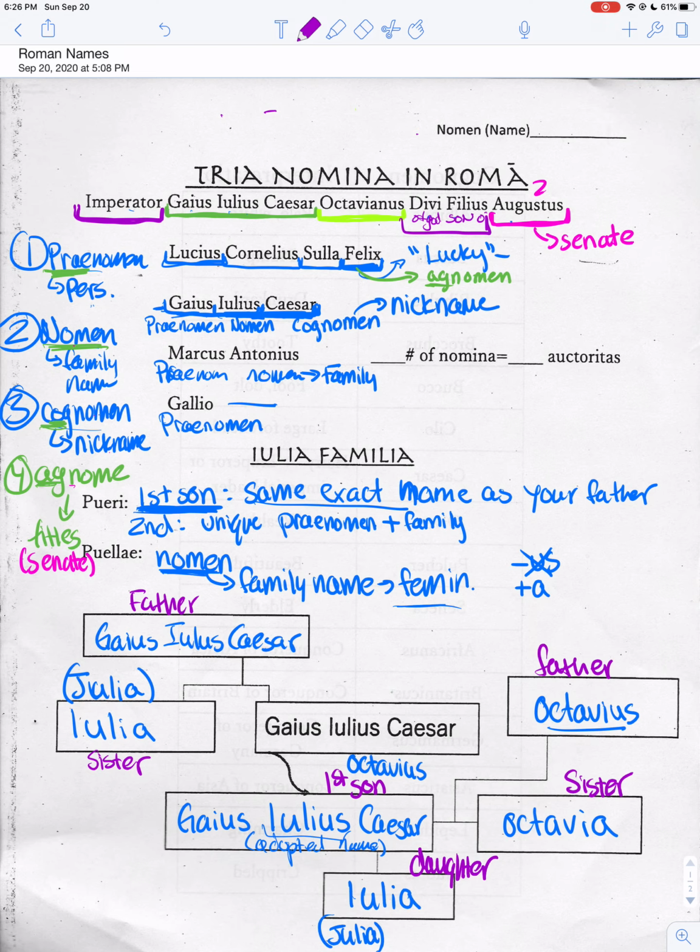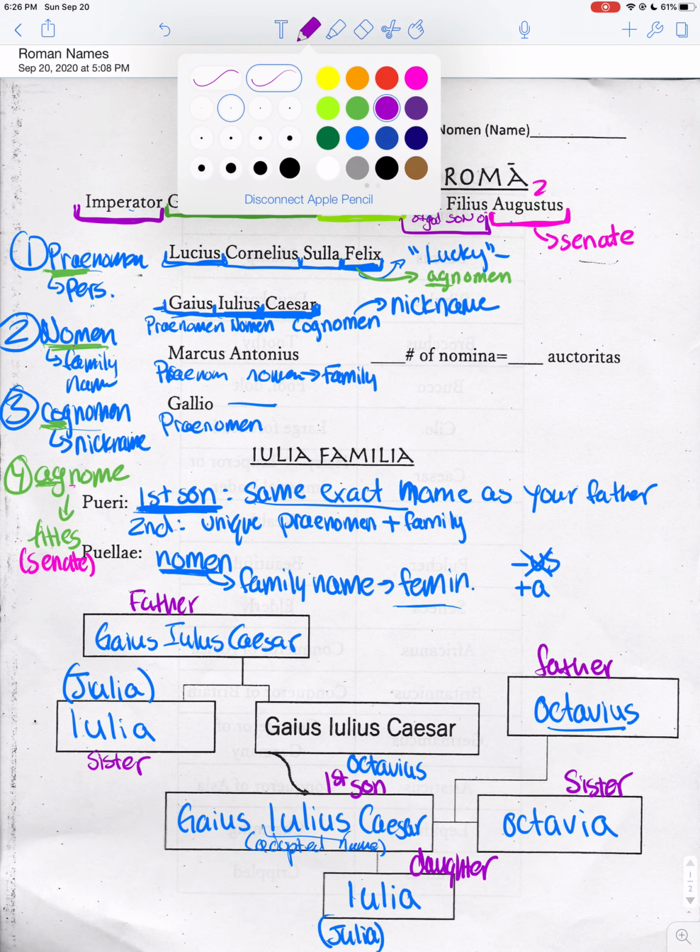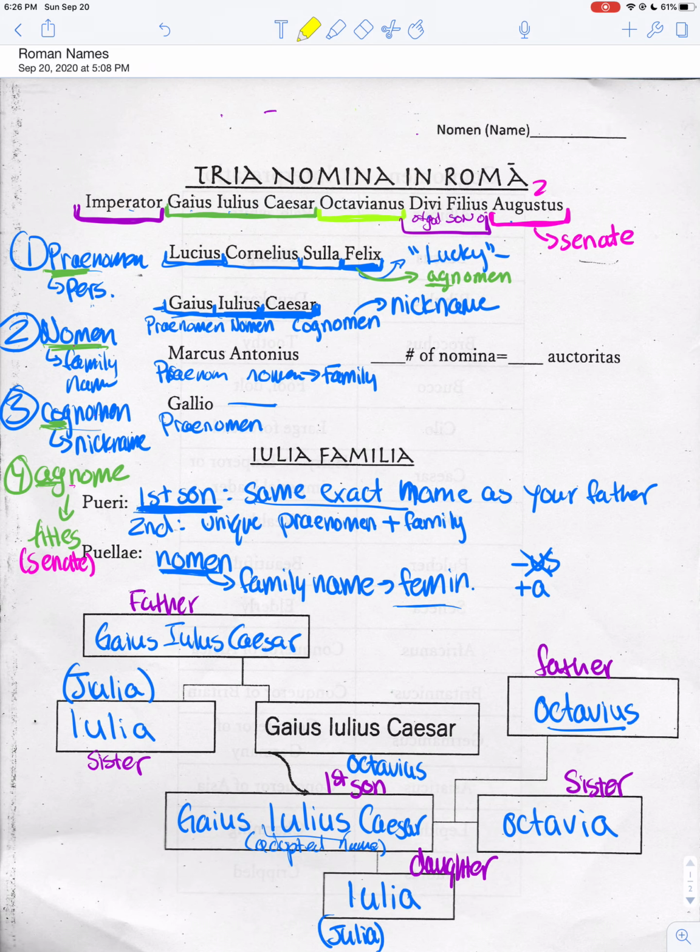Now, you'll notice that there's two Julias in this family. There's actually more Julias because there are not only two girls in this family from the Julia family. Gaius Julius Caesar Augustus had a granddaughter, and her name was Julia.